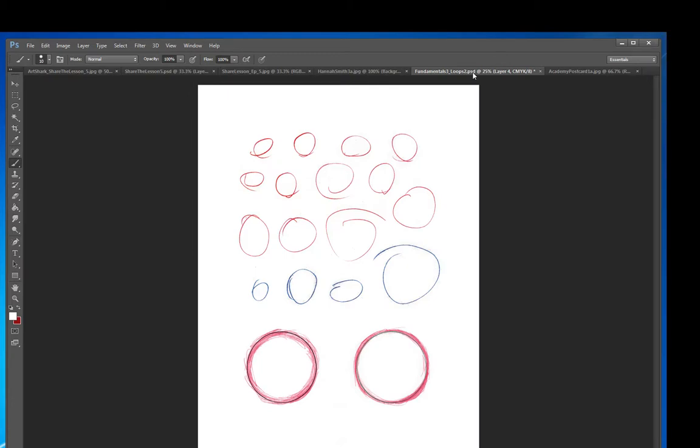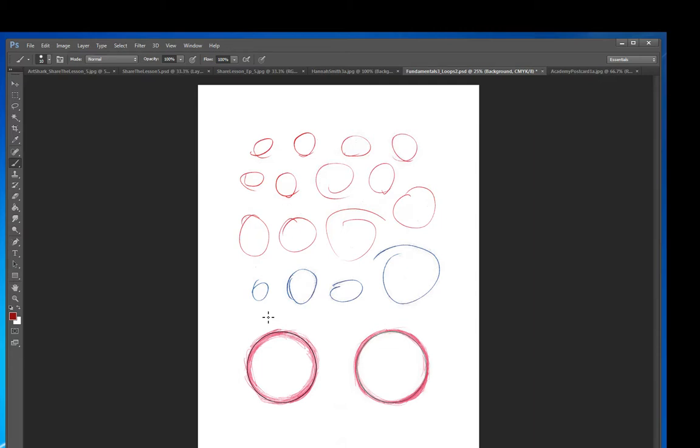Okay, let's follow up with where we were at Share the Lesson number 3, where we were talking about developing the ability to draw a perfect circle freehand. And let's take a look at this particular composition that I have here.